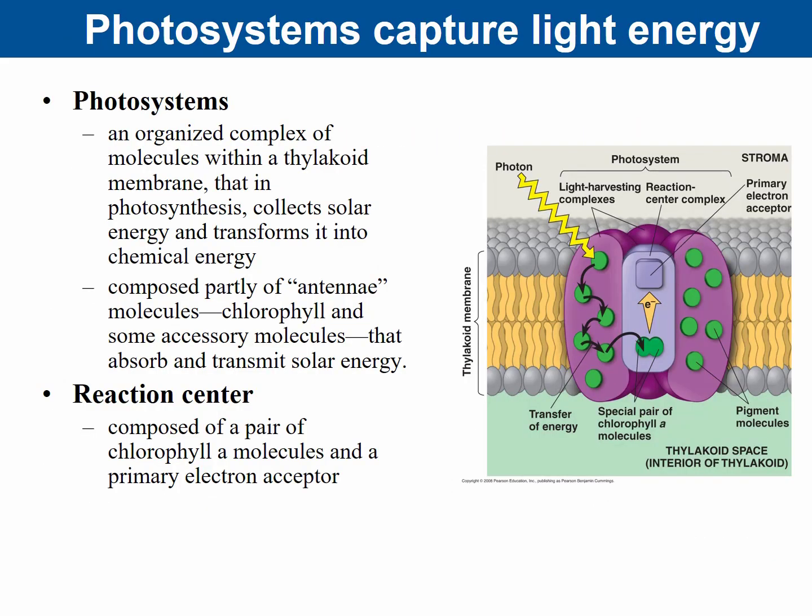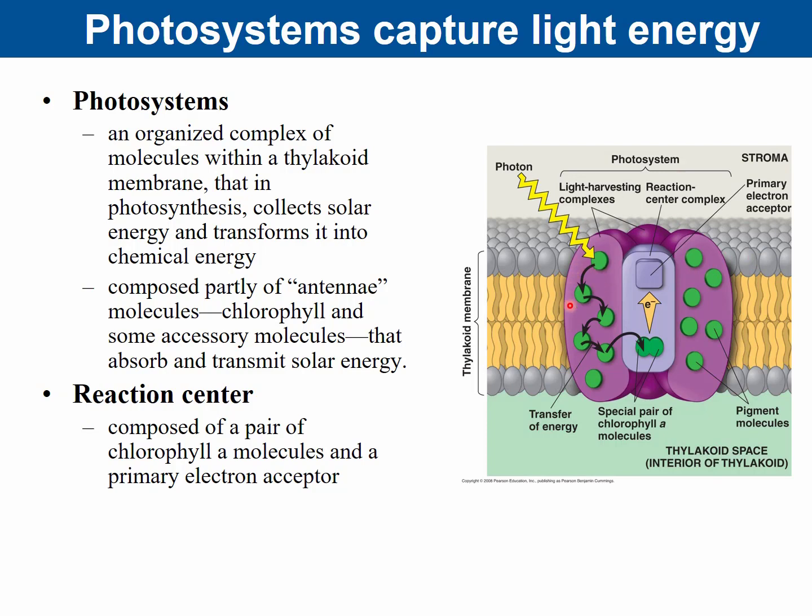And so the way that this works in the light reactions is that embedded in the thylakoid membranes are these complexes known as photosystems. And these are an organized complex of molecules within the thylakoid membrane that in photosynthesis collects solar energy and transforms it into chemical energy. And these are composed partly of antenna molecules, like chlorophyll and some accessory molecules that are there to help absorb and transmit solar energy.